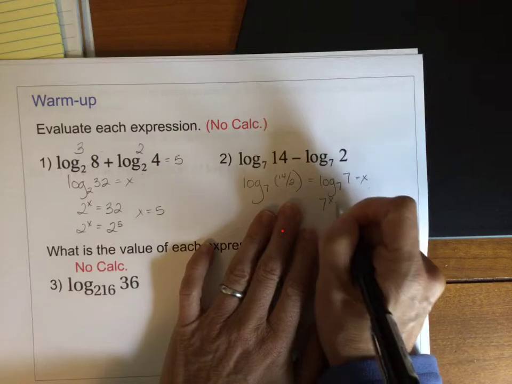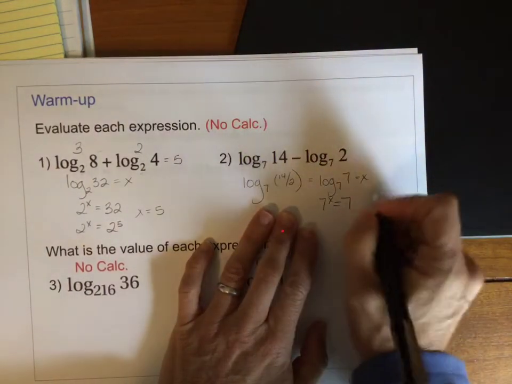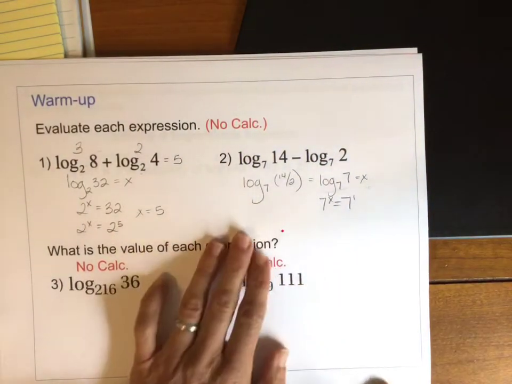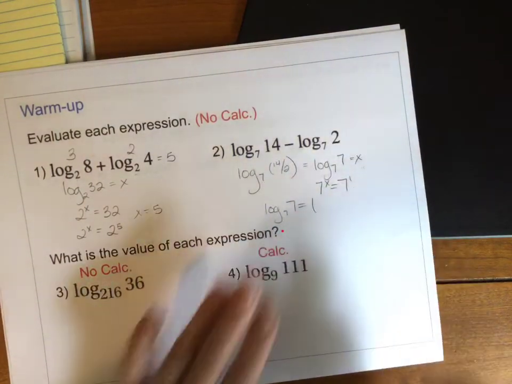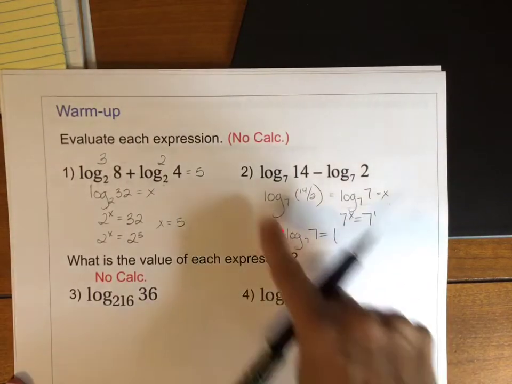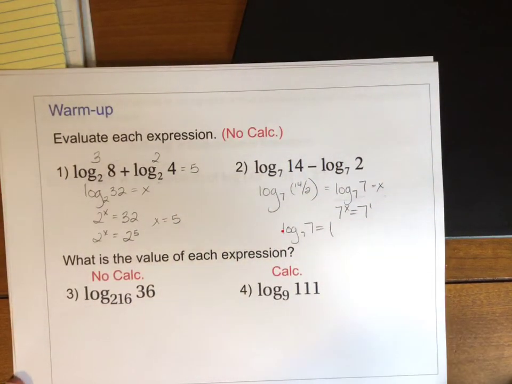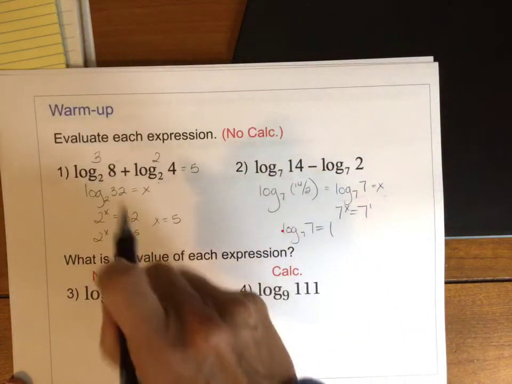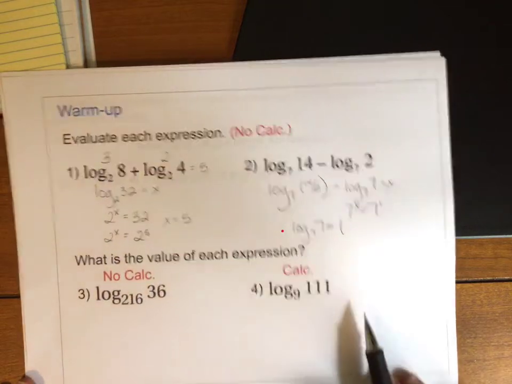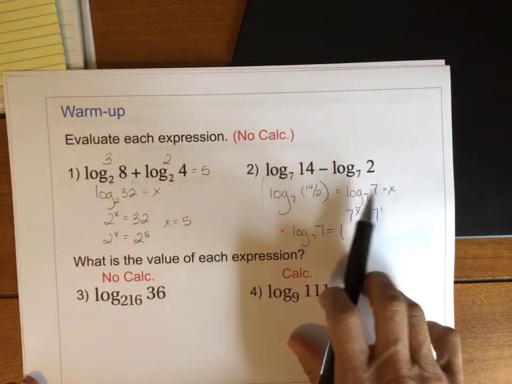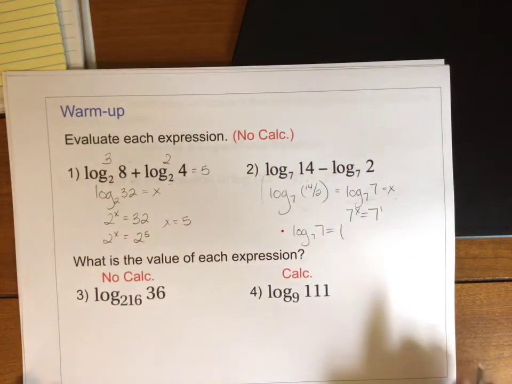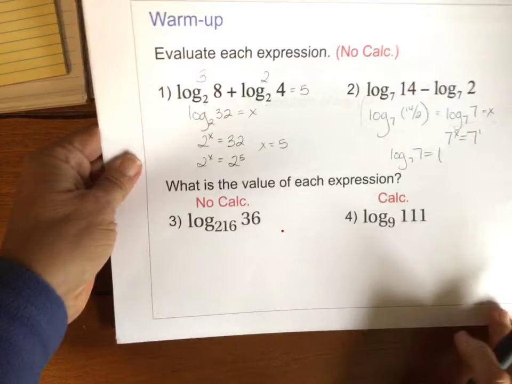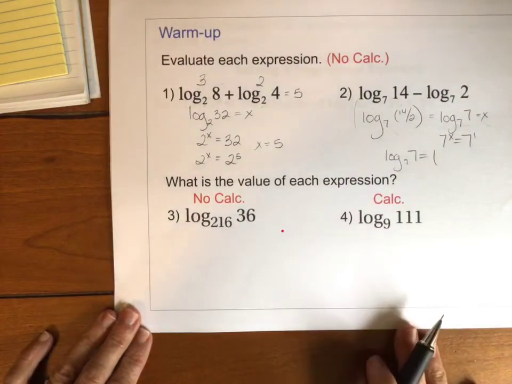So 7 to the x equals 7. Well, we know this is really just to the first power, so that we could say log base 7 of 7 equals 1. And you could have seen that here as well, but not as easy doing it this way. So you can see, like this way, I could have had 2 ways of doing it, but here I really need to take the 14 and divide it by the 2, because there's no bases I can make the same with number 2.